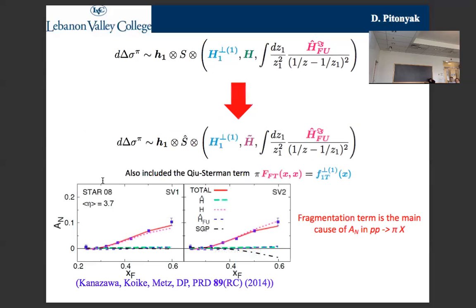And what we found is that it's actually the fragmentation term that's giving this rise in A_N at large x_F. These are just the different pieces of the term, but we see that it's actually the fragmentation mechanism that gives this rise in A_N at large x_F. And this black dashed curve is the result from the Qiu-Sterman term. So it's actually quite small, and if it is sizable, it's actually opposite in sign. So our conclusion in 2014 was that this fragmentation term can be the main cause of A_N, and the Qiu-Sterman term is actually quite small.